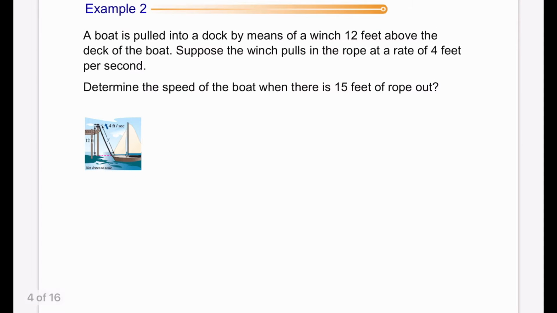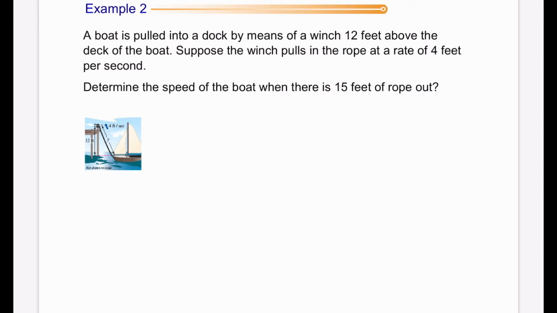Hello everyone. So today we're going to be doing example 2 from our notes, which is a related rate with Pythagorean theorem. Our question says a boat is being pulled into a dock by means of a winch 12 feet above the deck of the boat. Suppose the winch pulls in the rope at a rate of 4 feet per second. Determine the speed of the boat when there's 15 feet of rope.